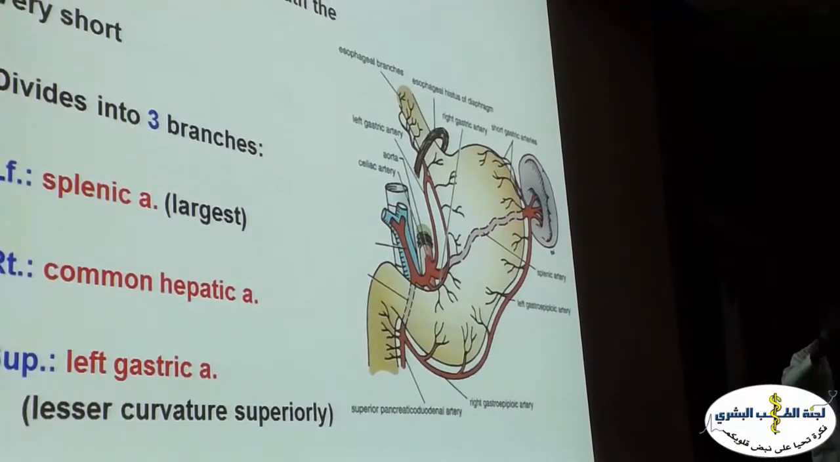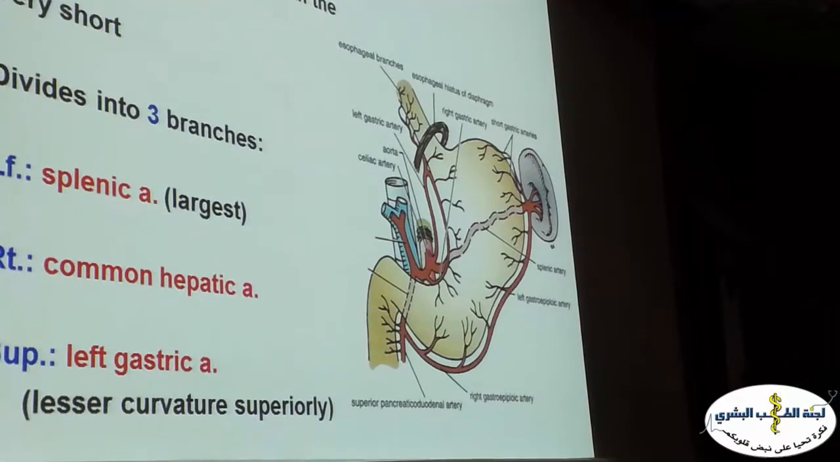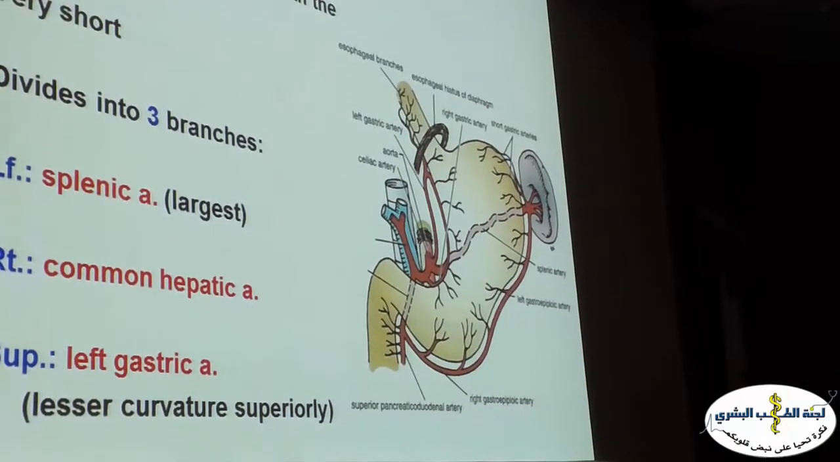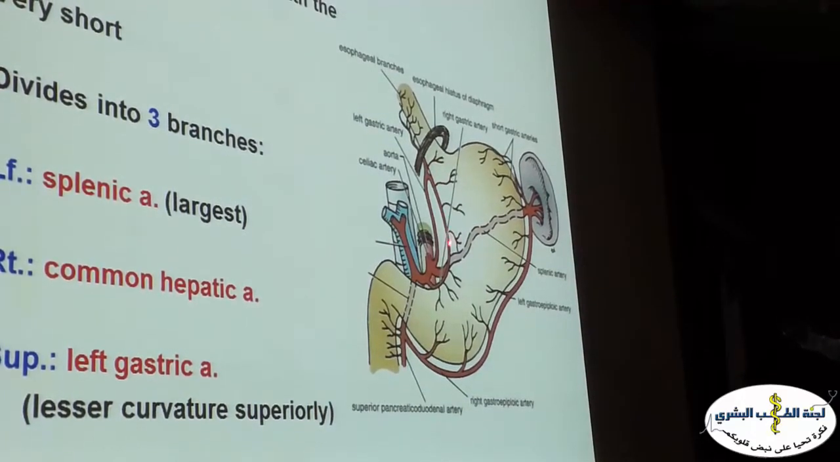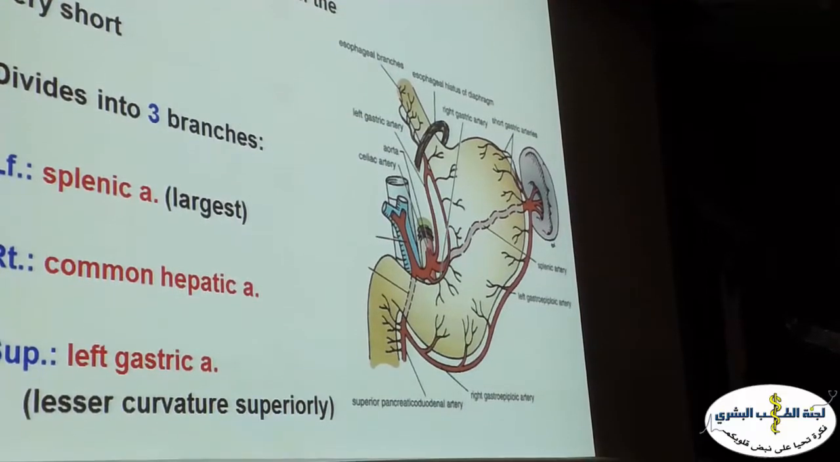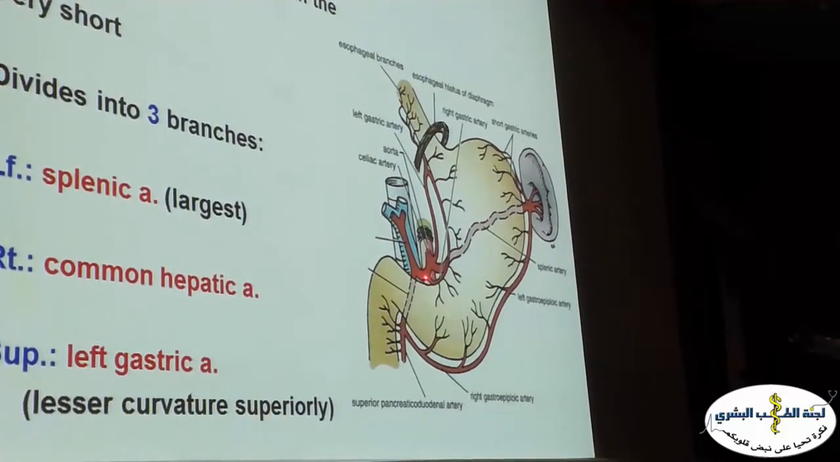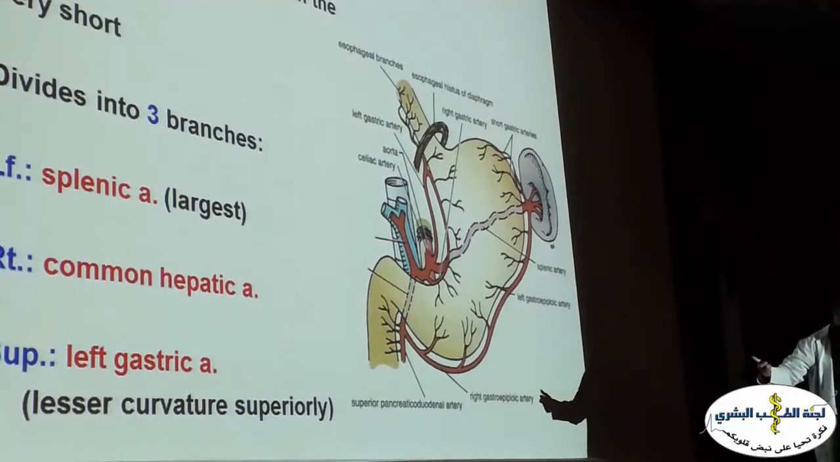So to distinguish them, if you hear the word gastric alone, it's on the lesser curvature. Gastro-omental or gastro-epiploic, two words, it's on the greater curvature. The ones on the lesser curvature: one comes to the left side of the stomach, we will call it left gastric. The other one, as you see, goes on the right side. I would call it right gastric.